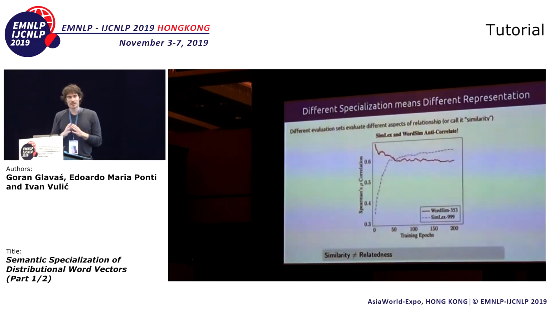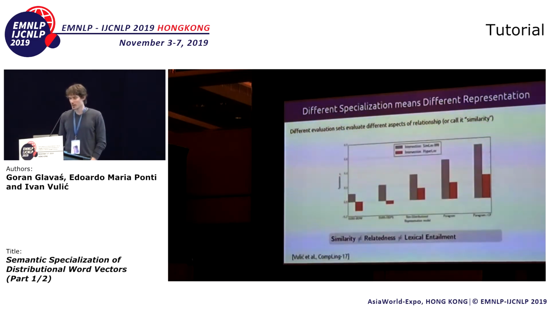Okay, this is, again, I've said it too many times, a slide that shows that similarity and relatedness anti-correlate. If you take a data set that captures similarity and one that captures relatedness, and you start specializing your model to capture similarity, your similarity scores go up while your relatedness scores go down. We really saw that when specializing with one of the models that you'll see quite soon.